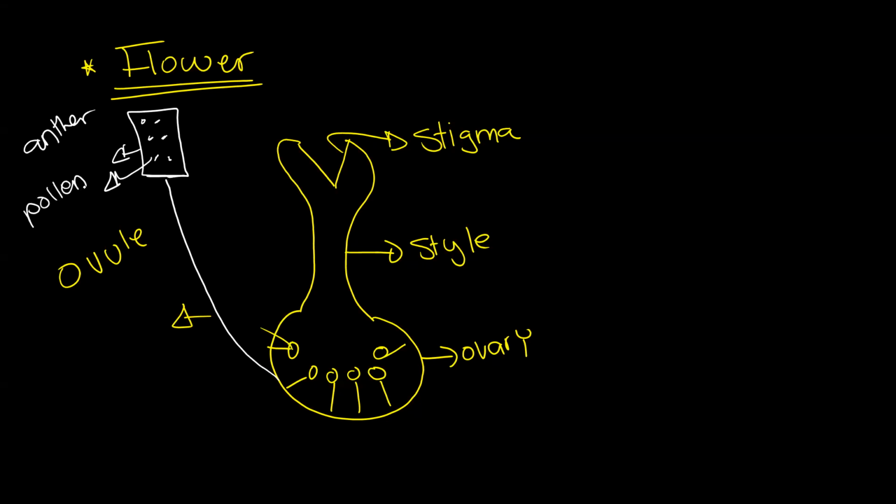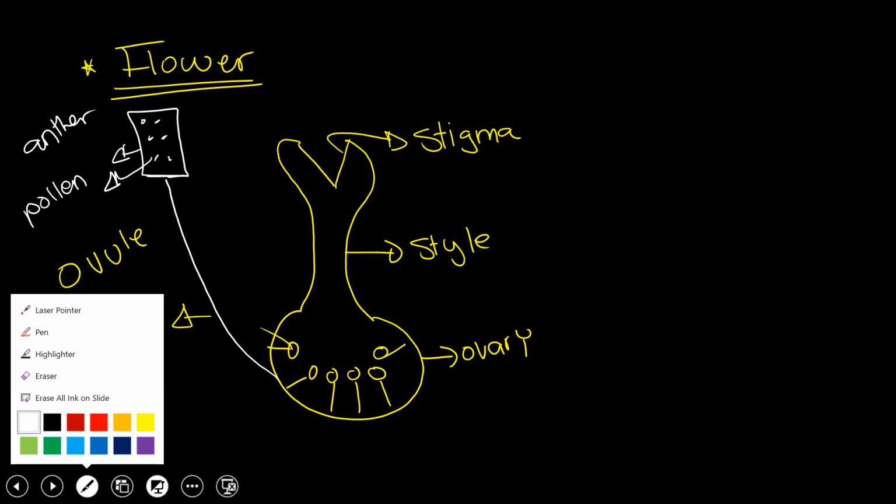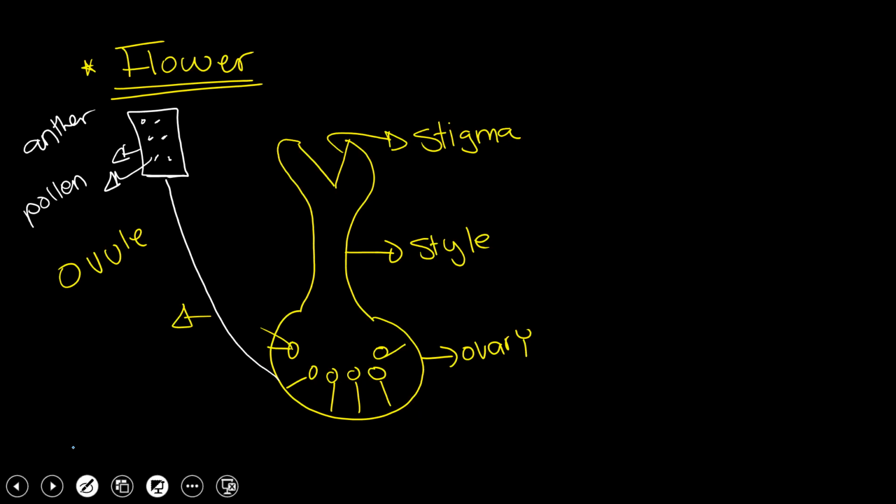pollen, okay? So if you are given a picture like this and you are asked, where does meiosis take place? Give me two organs where meiosis takes place. What will you say? Stigma. In the ovary. In the ovary. Who said stigma? Meiosis does not take place in the stigma.